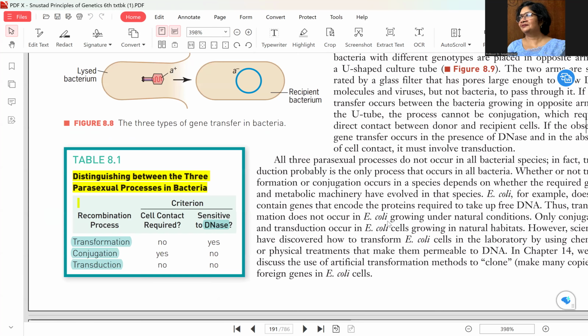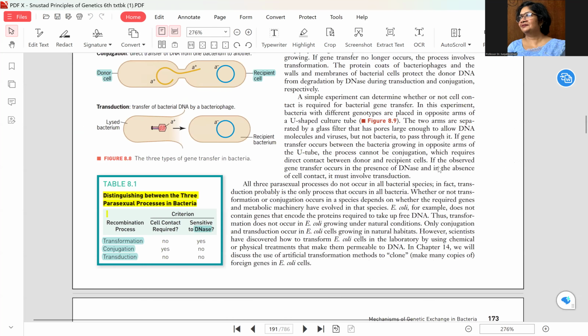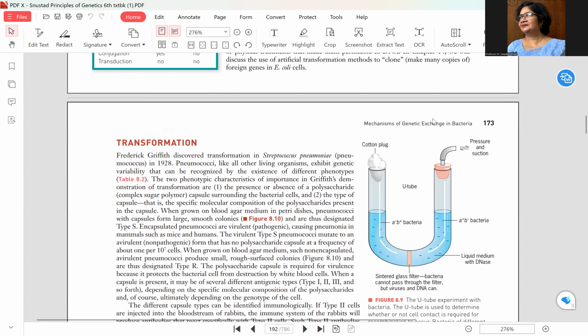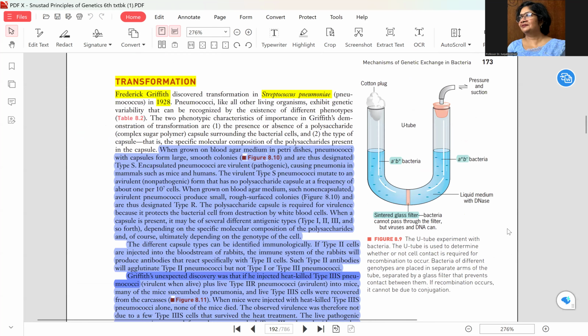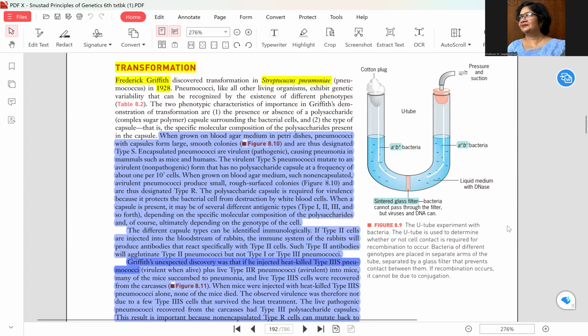So now we are familiar with the three basic processes by which DNA can be transferred from one bacterial cell into another. Let us now look into the processes in a little bit more detail. In transformation, DNA can be transferred from the environment into bacterial cells. This process was first studied by the scientist Frederick Griffith in 1928.